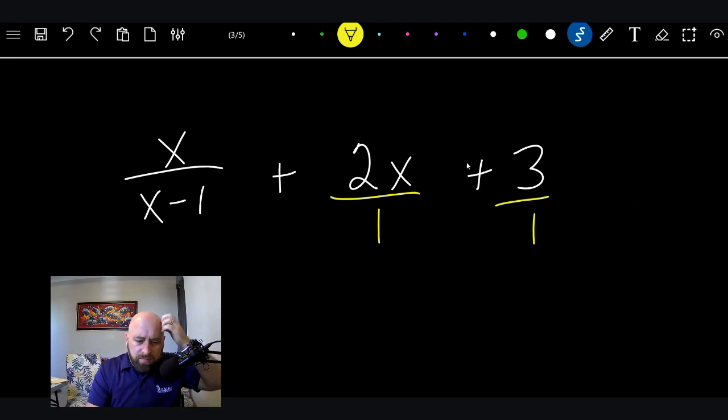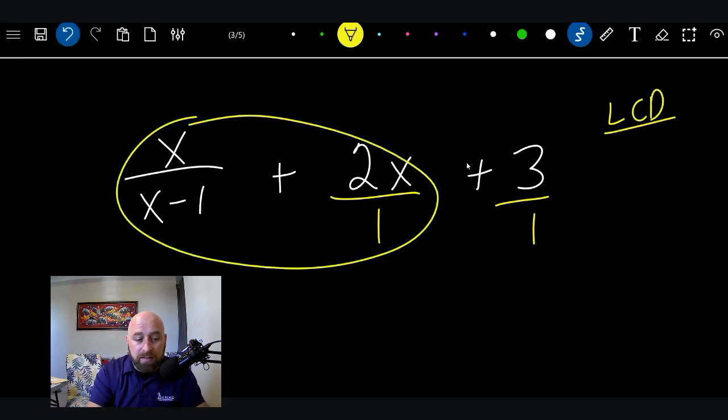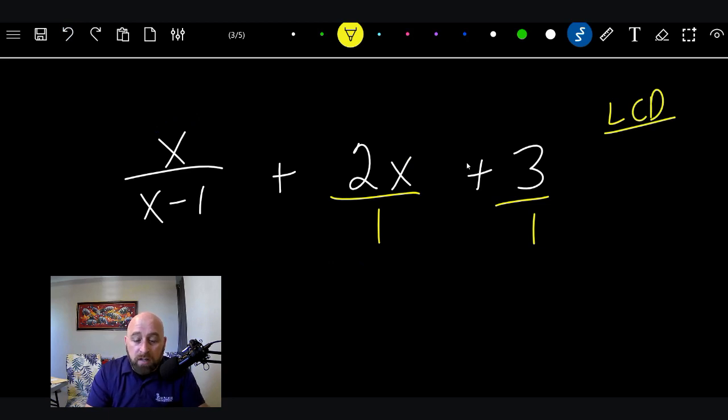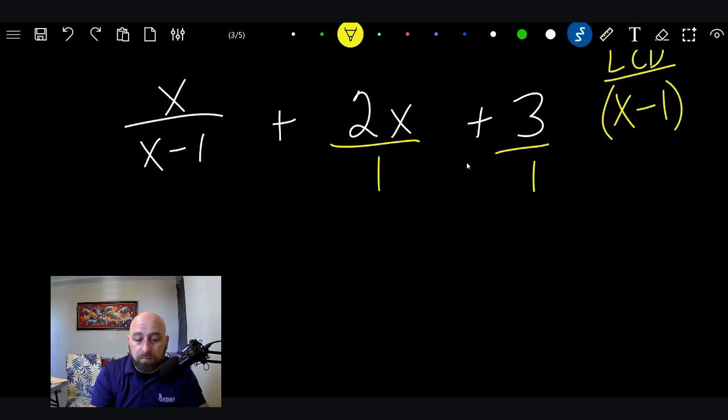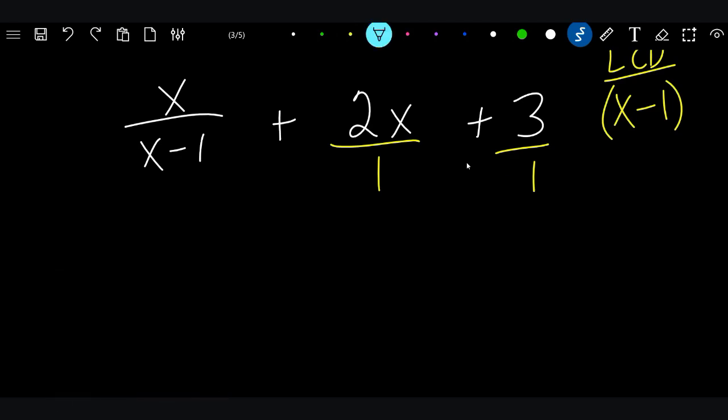So let's look at this. Now what would I do? Well, we still need to find the LCD, right? Because we can't add these because they have different denominators. So let's look at what the LCD would be. Well, I have an x minus 1, and I have a 1 and a 1. Just like in any fraction, you could multiply by the 1, but it's not going to change anything, right? Because 1 is the identity. So the LCD is just x minus 1. That's all I need for the LCD. Now what I want to do is make a new fraction with x minus 1 for all of these.